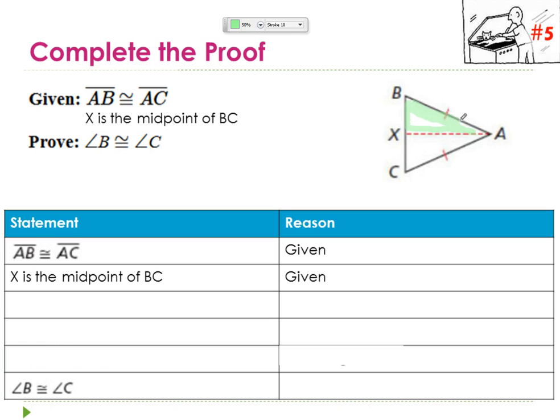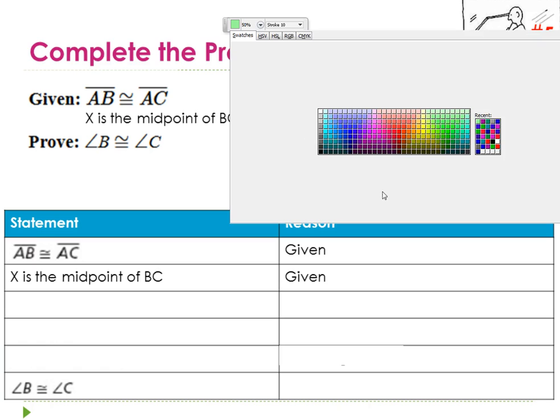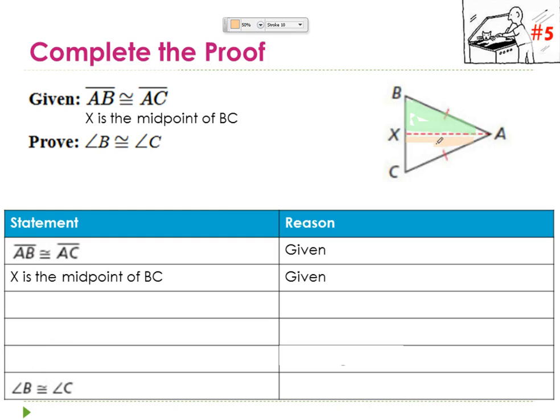Here we have this green triangle and an orange triangle. Those triangles look the same size, don't they? They look like they are congruent. Remember last week we talked about the congruent parts of congruent triangles are congruent. Or, I'm sorry, corresponding parts of congruent triangles are congruent.